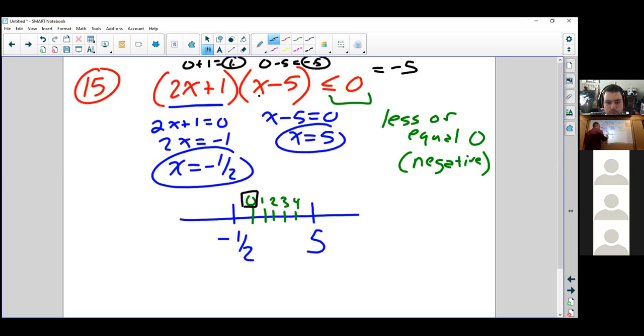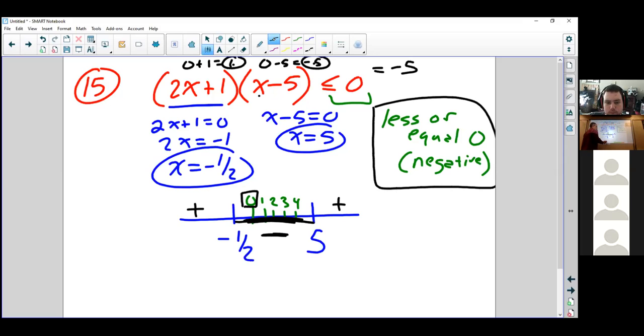So that means this whole region here is going to be negative. Out here is going to be positive. Out here is going to be positive. So I want values that are negative. Because I have the equal sign, I want hard brackets. So if I pick any numbers, including -1/2 and 5, and I plug them in, that's going to give me a true statement on my original. But that's the interval notation to that problem.